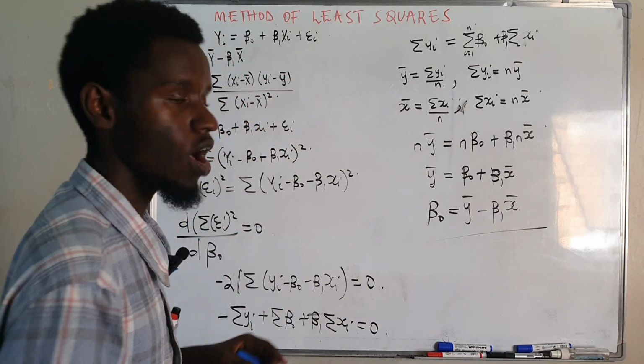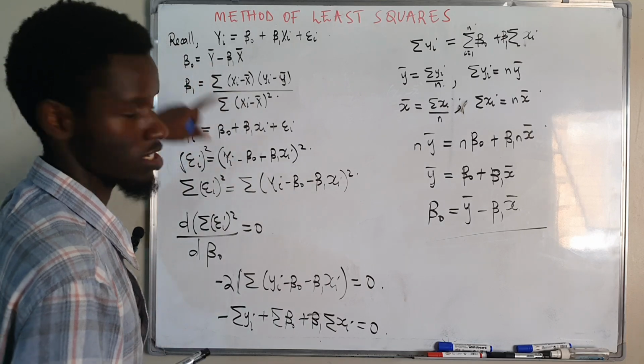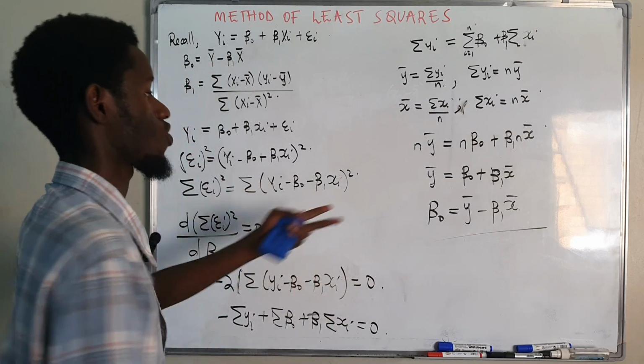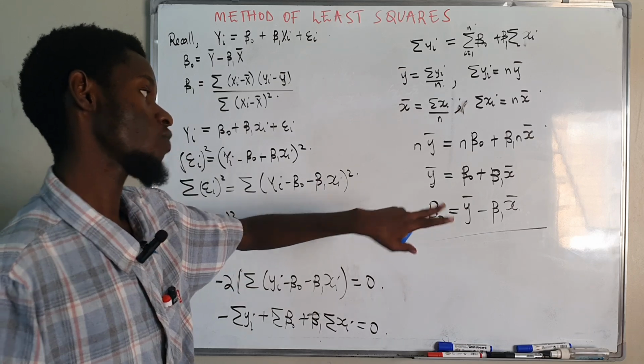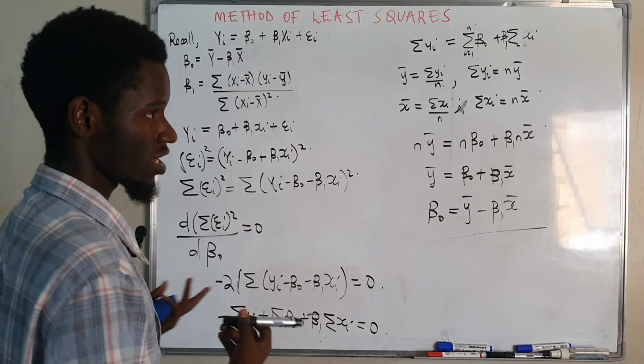Now this is where we got our formula from. We used it to estimate our b naught, our intercept. This is the working we go through to prove that b naught is the same as y bar minus b1 x bar. I think the steps are clear.